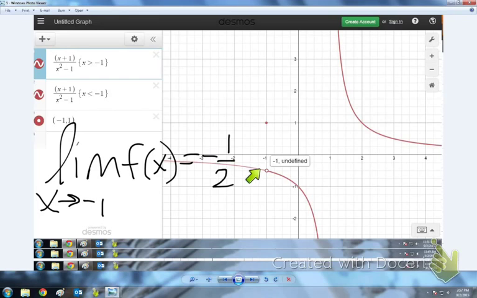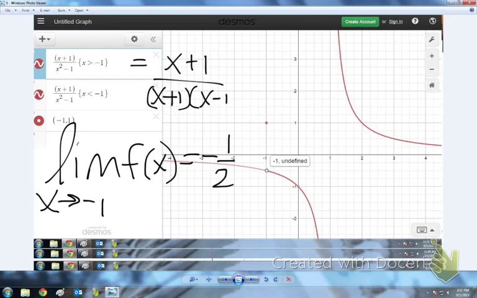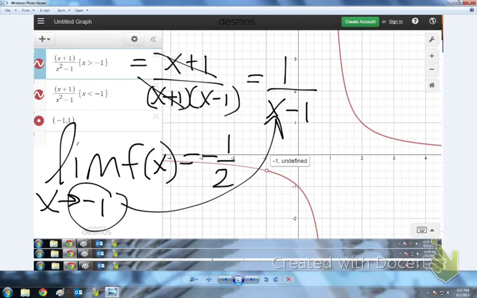With that said, if you didn't have the graph, you could just look over here, and then plug in negative 1. If you plug in negative 1, you're getting an undefined for that. But remember that little trick about how we can factor the numerator and factor the denominator? So if I do x plus 1 divided by x plus 1, x minus 1, you'll notice that the x plus 1's cancel. So I'm left with 1 over x minus 1. And then when I plug in negative 1 into here, I get 1 over negative 1 minus 1, which is negative 1 over 2. So that's where I get the negative 1/2 from.